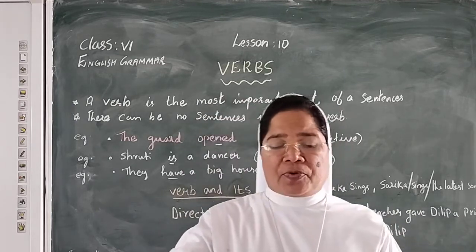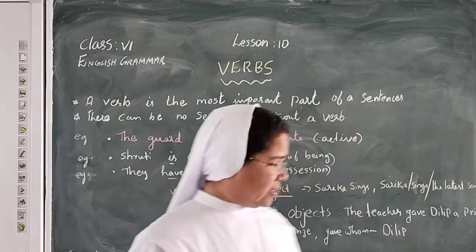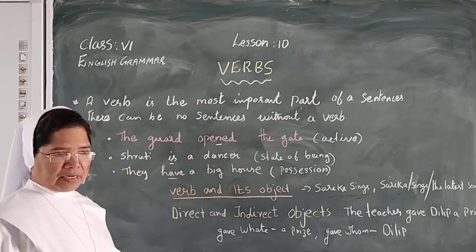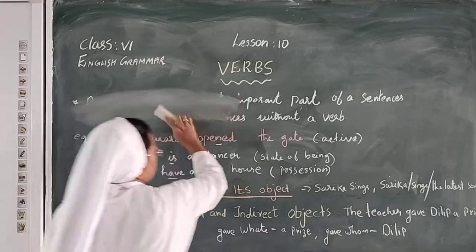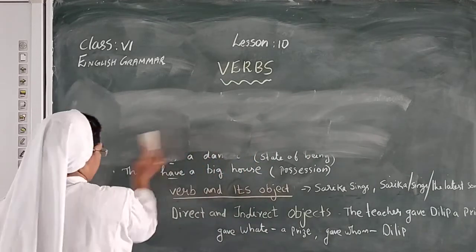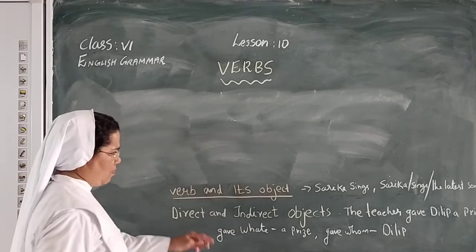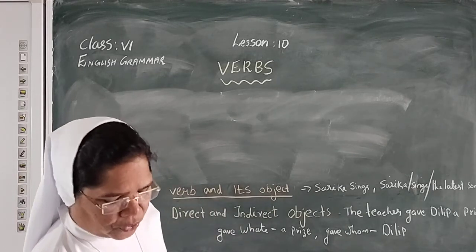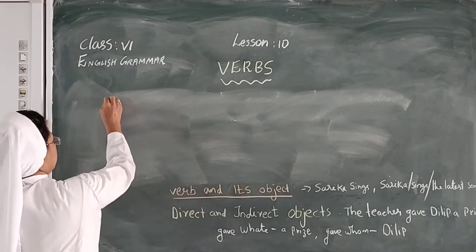Okay. Now let us follow another topic: transitive and intransitive sentences. Now you understand the verb and the object. There are some sentences that have two objects. Now let us look at transitive and intransitive.